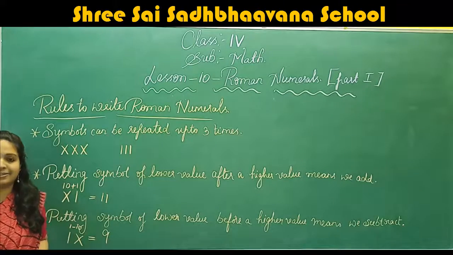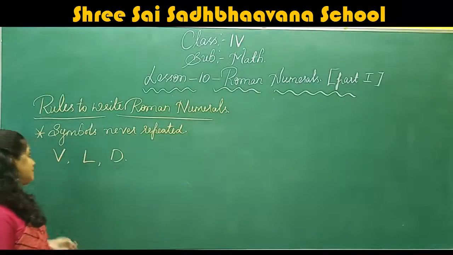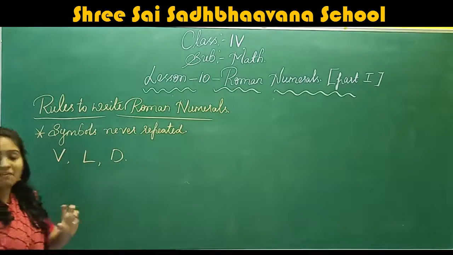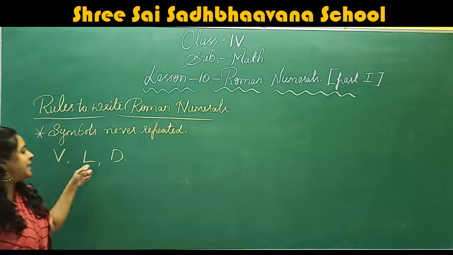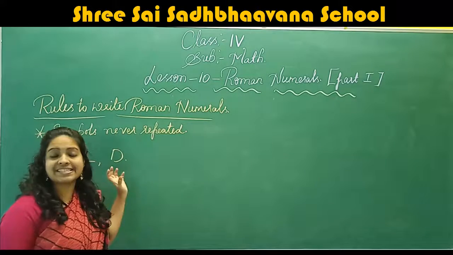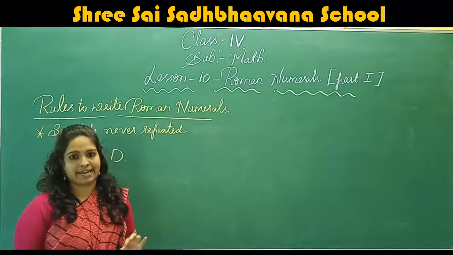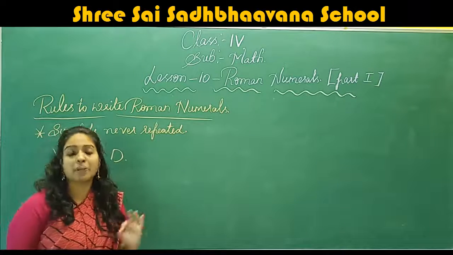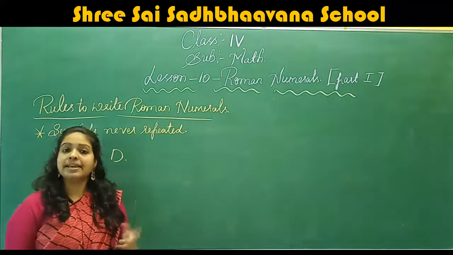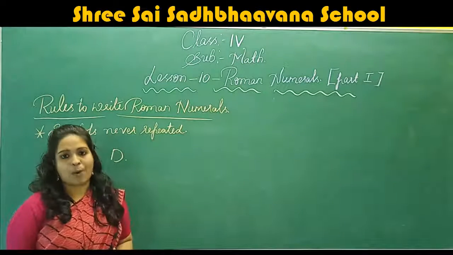Now let us see the next rule. Children, the next one: some symbols are never repeated. Which of those? Nothing but V, L, D. These three symbols are never repeated, meaning you cannot repeat these symbols 3 times. They come only one time.